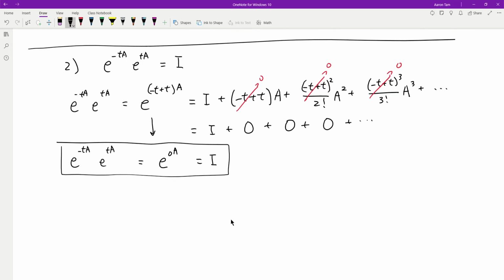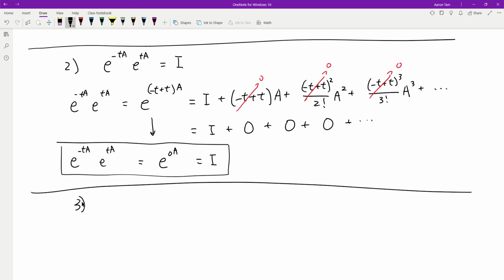So now let's move on to probably the most important one that we have to prove, and that's property number 3, the derivative. So this is extremely important because with this property, we can now actually use the fact that the matrix exponential is its own derivative to solve differential equations of the form d vector x over dt equals A vector x. So let's see how that works.